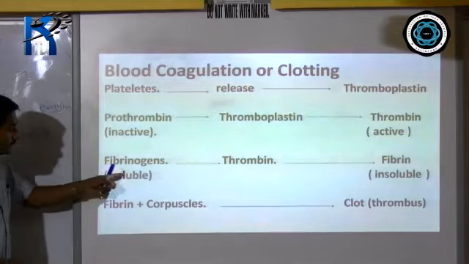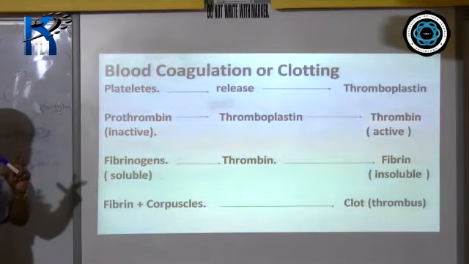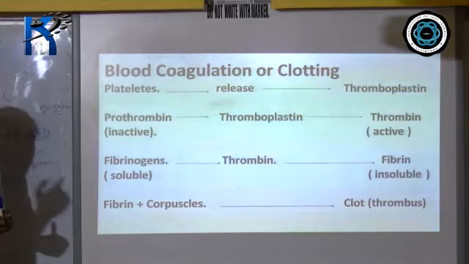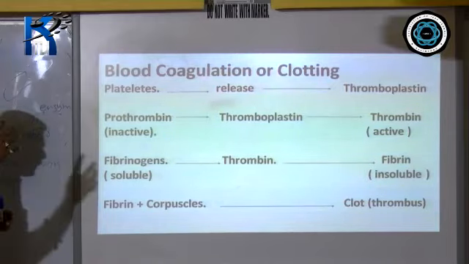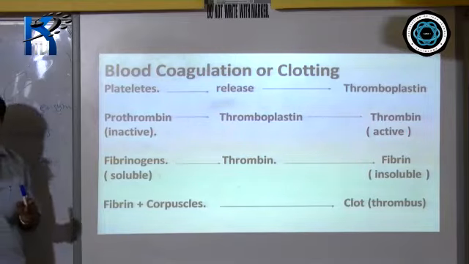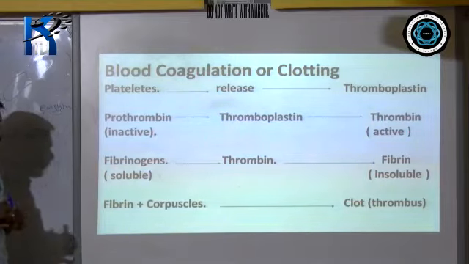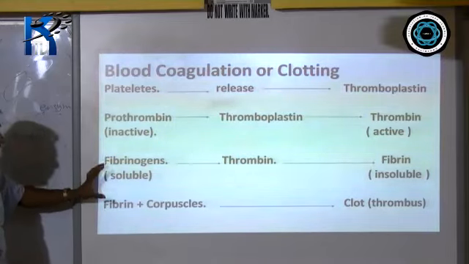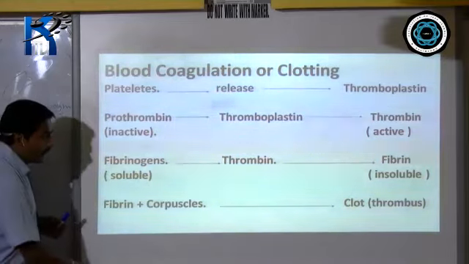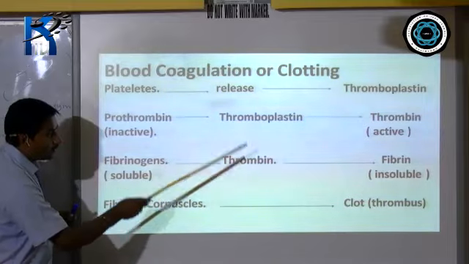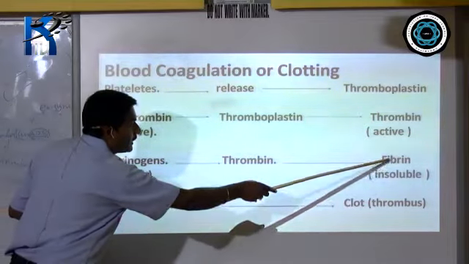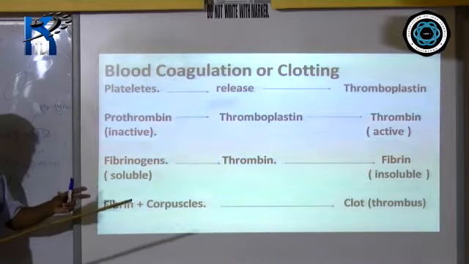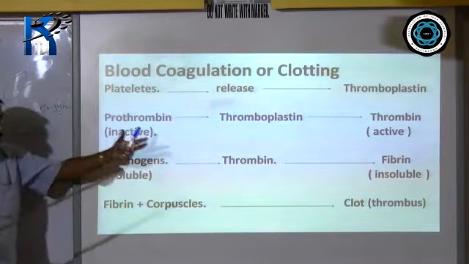Now, after that, what will happen? The fibrinogen, this is also a soluble protein. We have already come across it in the composition of protein, the organic material, like globulin, then albumin, and then fibrinogen. So, that fibrinogen is also soluble in nature. It is converted by the action of this thrombin compound. It will form the fibrin compound, that is, fibrin becomes insoluble. Fibrinogen is soluble, so it will become insoluble in nature.